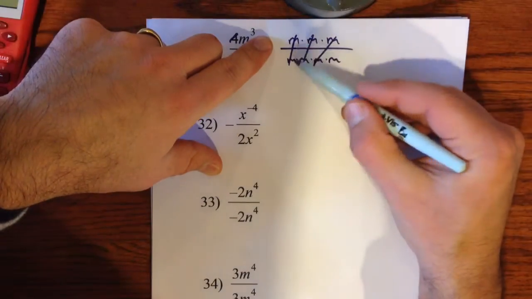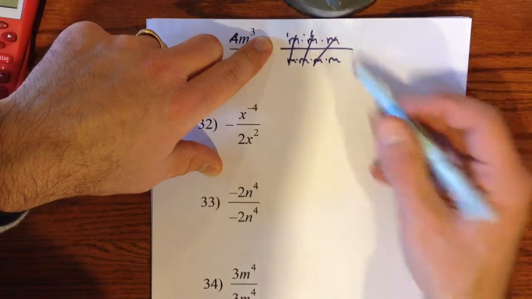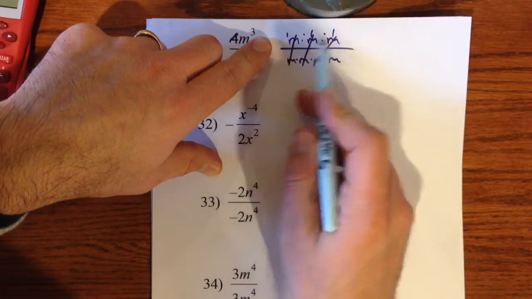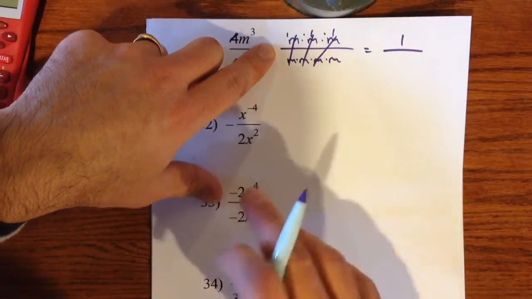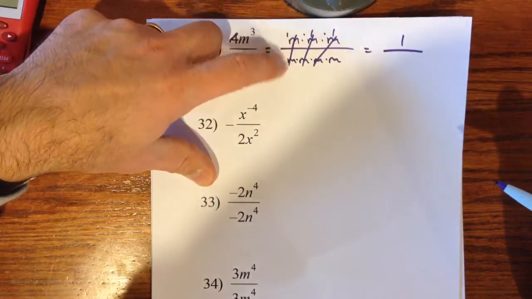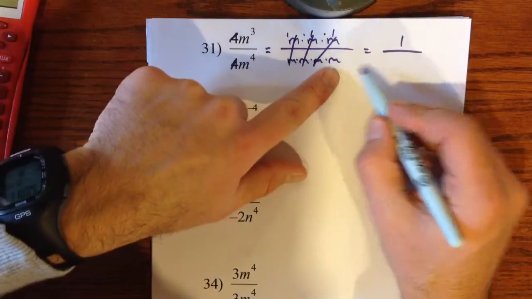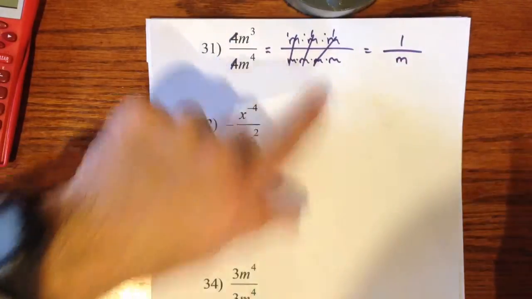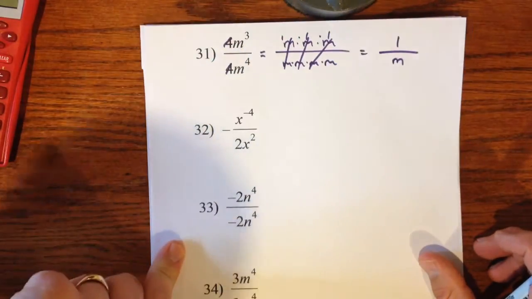Well, m divided by m is 1. So really this is 1, m divided by m is another 1, and another 1. So this is really 1 times 1 times 1, which is just 1. So whenever everything cancels out of the top or the bottom, it gets replaced with a 1. Alright, so then we have 1 m left on the bottom. So there you go. Number 33.